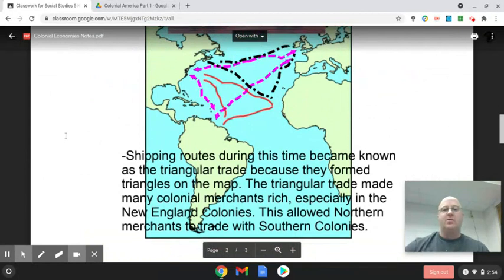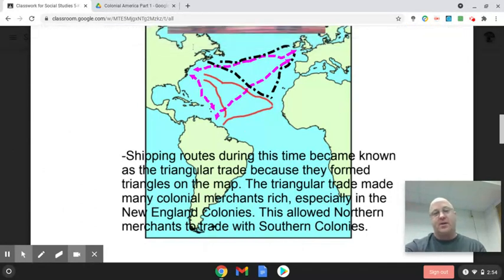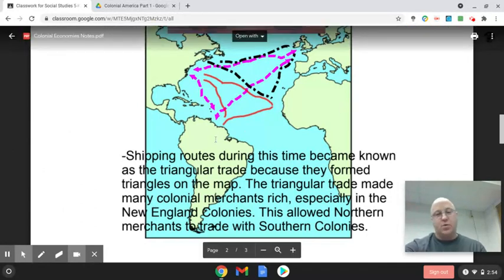A lot of the routes during this time period, these trading routes, form triangles. So you can see here, this red one, goods could go from South America to Africa to the colonies and then back to South America, forming triangles. So these are all these different routes. And if you read in the textbook, a couple pages talked about the triangular trade. That's why they call it triangular trade.